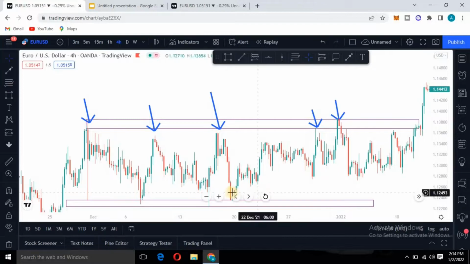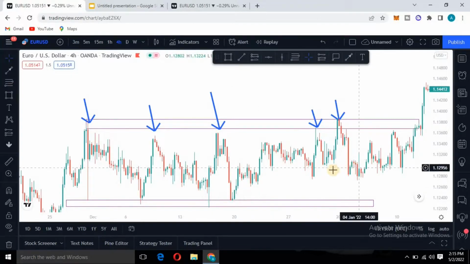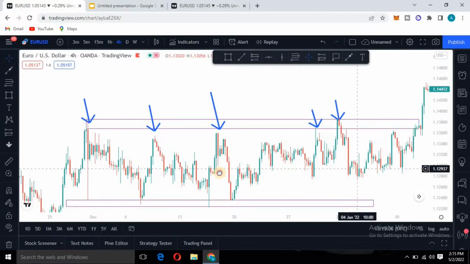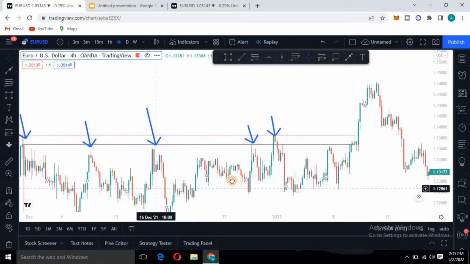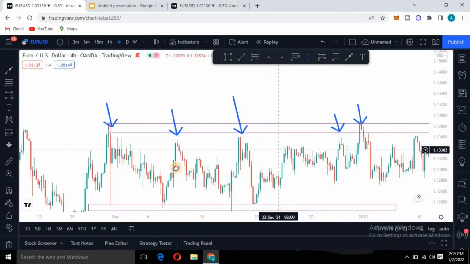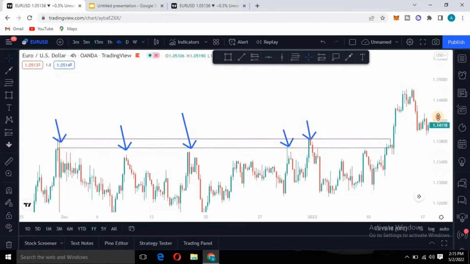All right, so moving on, guys. This particular example is more like a ranging market. Let me show you another thing. Let me go to another trend. If you keep moving on, there's one thing I want you to understand here. So let me minimize.